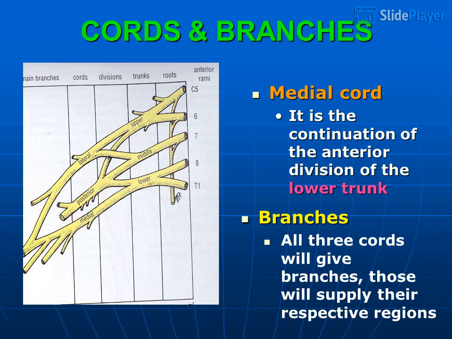Medial cord: it is the continuation of the anterior division of the lower trunk. Branches. All 3 cords will give branches, which will supply their respective regions.